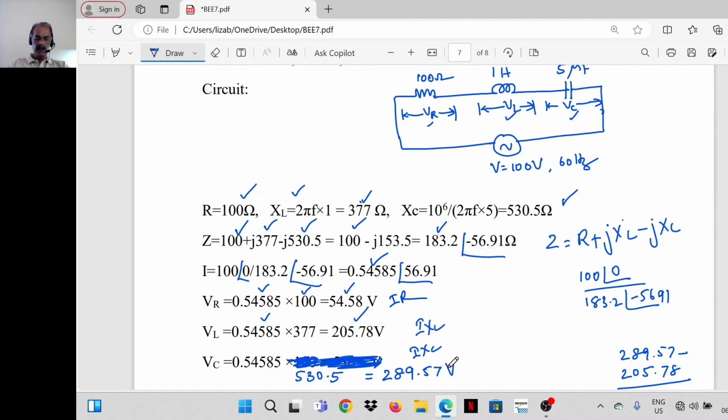So voltage across the resistor is 54.58. Voltage across the inductor is 205.78, and this is voltage across the capacitor, 289.57.